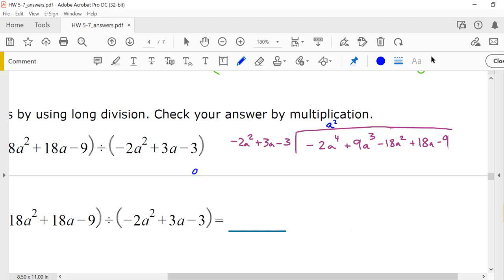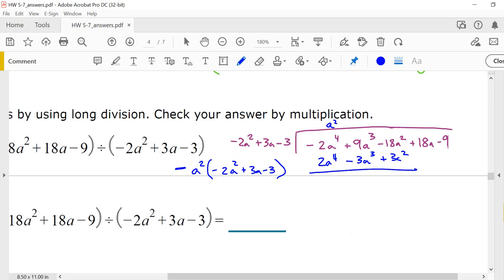So if I multiply a squared by negative 2a squared plus 3a minus 3, I need to subtract what I get when I multiply that. So I'm going to go ahead and put the negative out front before I multiply. So I get positive 2a to the fourth. Then I get negative 3a cubed. Then I get positive 3a squared.